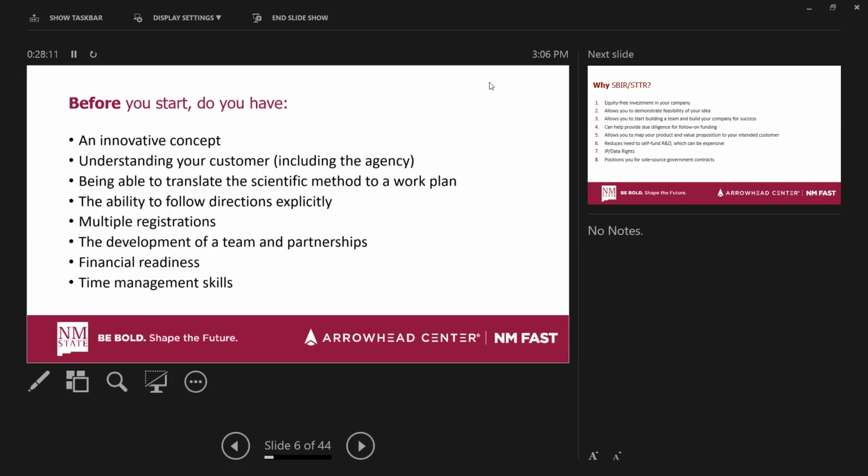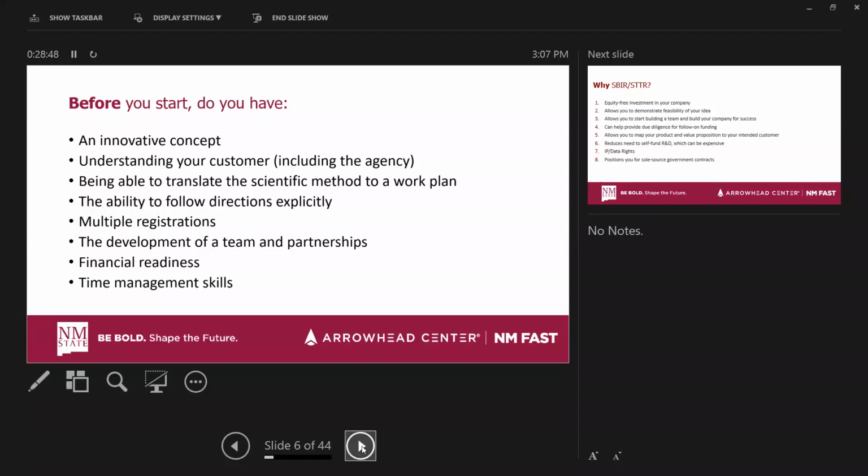Can you translate the scientific method into a work plan? Can you follow directions explicitly? Can you navigate the multiple registrations to submit one of these proposal packages? Developing a team and partnerships is really, really important, especially now compared to, I would say, 5 or 10 years ago. Are you financially ready? And do you have time management skills? Because as you'll see, putting one of these together can be a very long and arduous process.